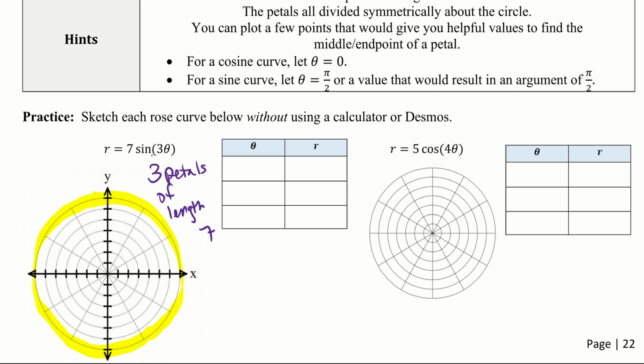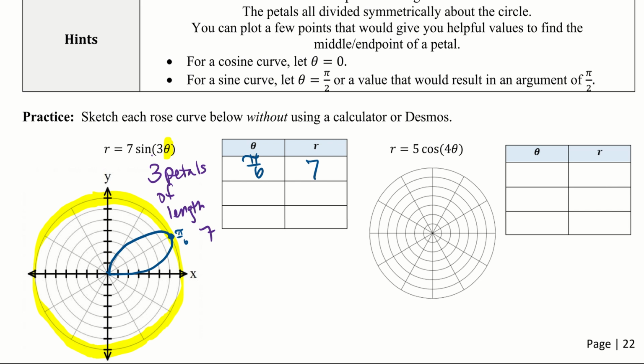Well, what I want to do is try to figure out what I can plug in for theta so that my argument's a pi over 2. If I start with pi over 6 for theta and plug that in, 3 times pi over 6 is pi over 2. The sine of pi over 2 is 1, times 7 is 7. So in the direction of pi over 6, I'm going to go 7 units. There's one of my petals. Now, different students will sometimes make them different widths. I'm not going to stress about that. I just want them positioned properly.